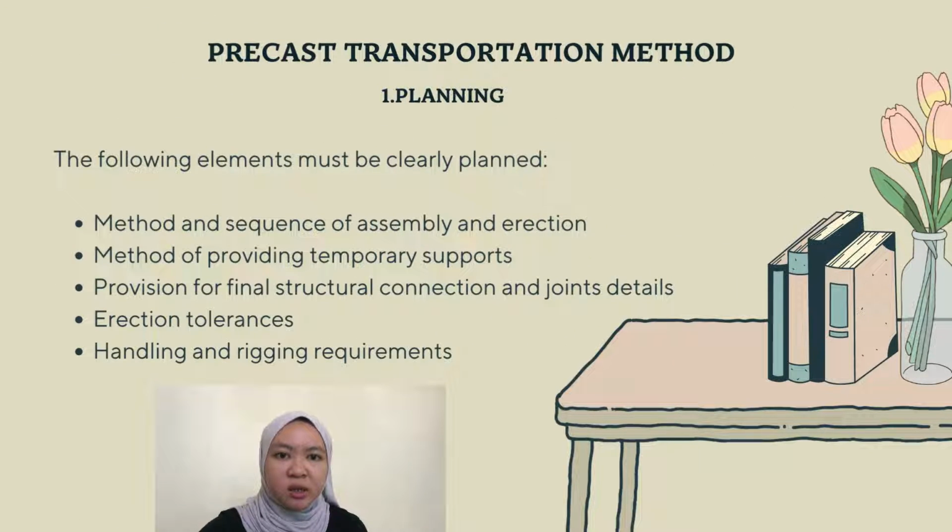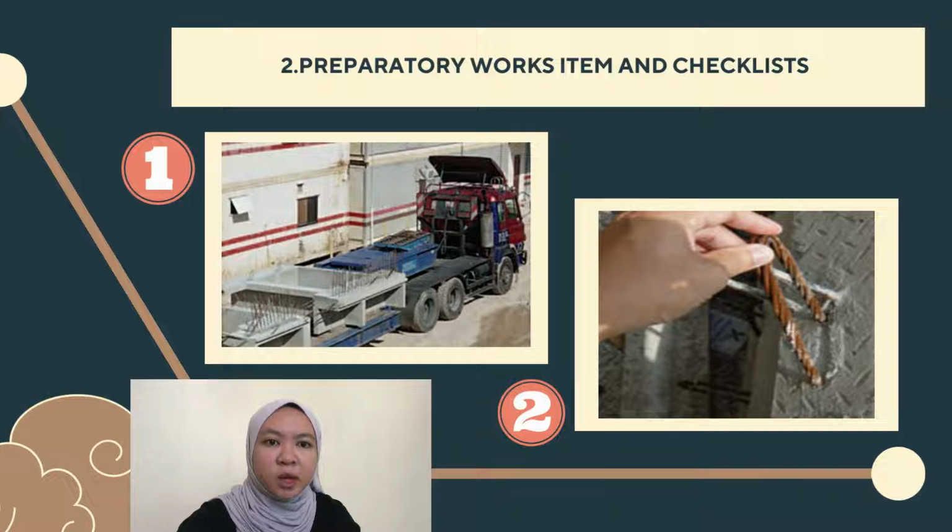Precast transportation. For planning work, precast concrete installation requires careful planning. The following elements must be clearly planned. The first one is the method and sequence of assembly and erection. The method of providing temporary support, provision for final structure connection and the joint details, erection tolerance, handling and rigging requirements. Preparatory work items and checklist.